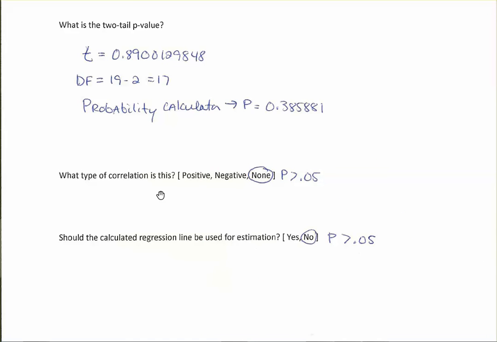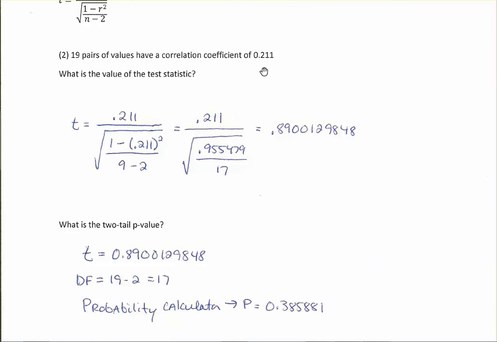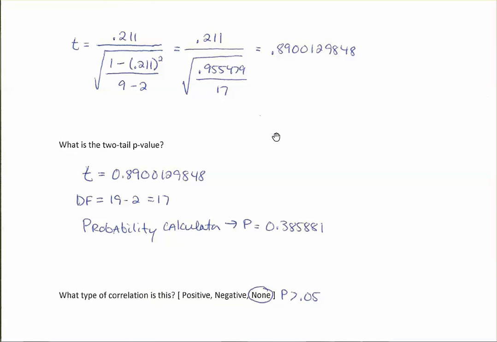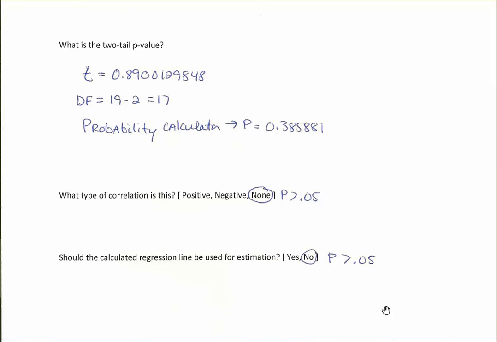So what type of correlation is this? Well, we look at our p-value. Our p-value is 0.38, which is greater than 0.05, so it's none. So it doesn't even matter, even though this technically is a positive correlation. Technically it isn't, because our p-value is greater than 0.05, so it's none. And should the calculated regression line be used for estimation? No, because our p is greater than 0.05.